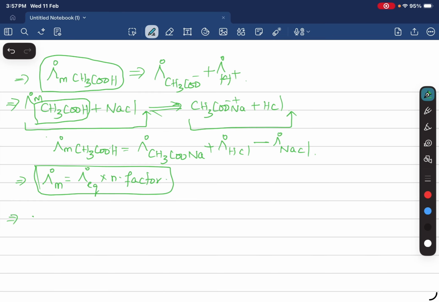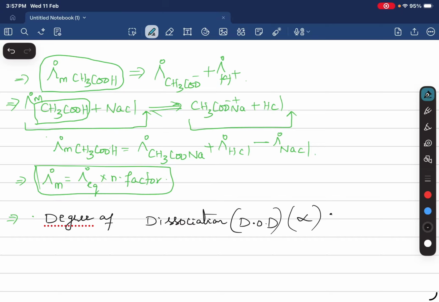Coming to the second application, we'll discuss all these applications in questions. So the second application is degree of dissociation, which is nothing but DOD or alpha. Degree of dissociation is indicated by the symbol alpha. So alpha equals lambda m by lambda naught m.